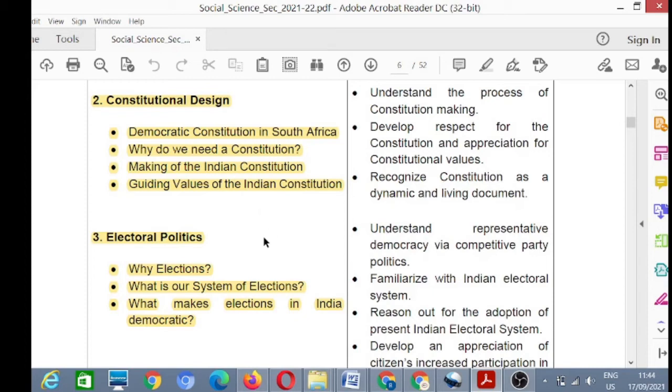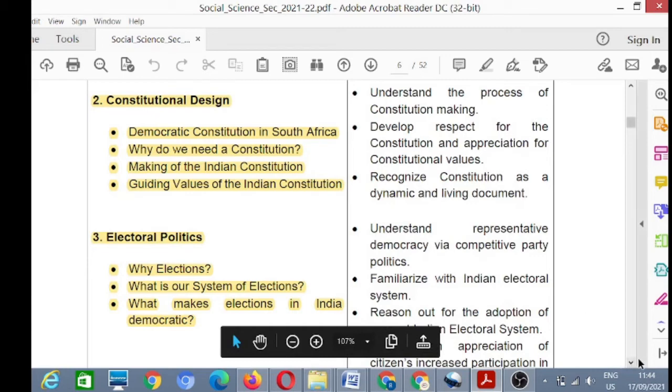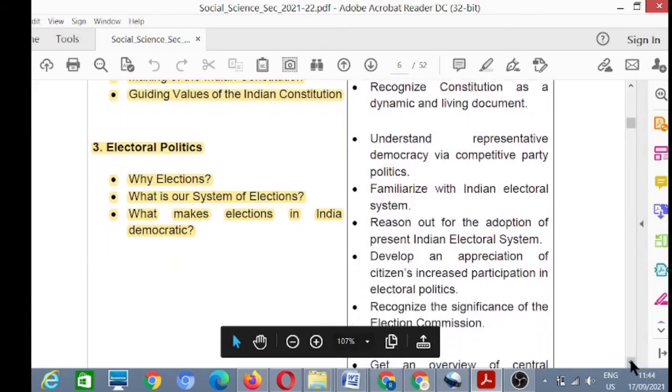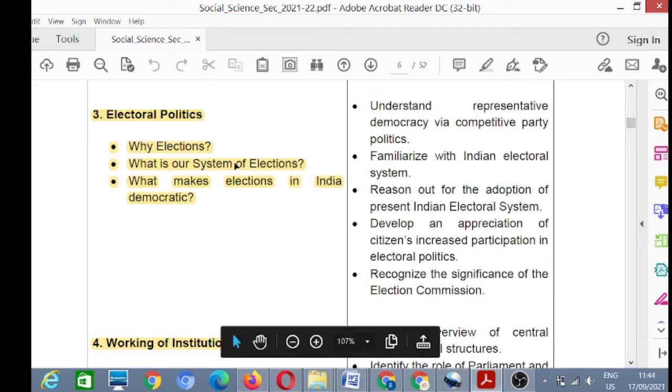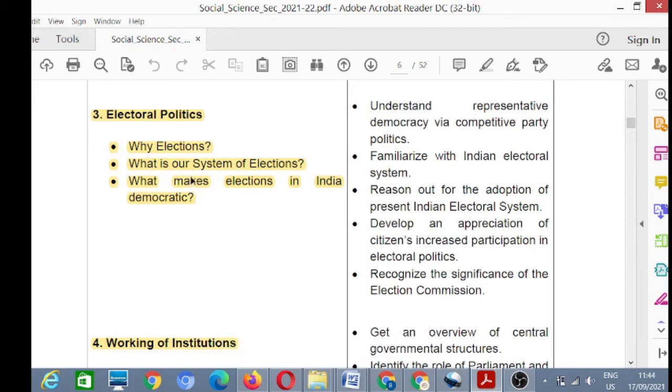Then the third chapter is electoral politics. This is related to elections, elections in India or elections in the world. Now, why elections? What is the need of elections? Second, what is our system of elections? That means what is the Indian system of elections? Now, what makes elections in India democratic? What is the relation between democracy and Indian elections?